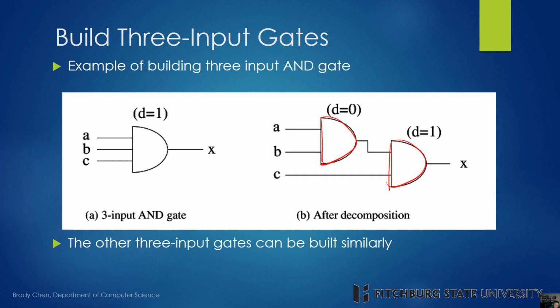So you have 2 inputs A and B, and there's an output, and the output of the first AND gate can serve as an input for the second AND gate. So this is how we're going to build the 3-input gates. Now it's very similar to build the 3-input OR gate.